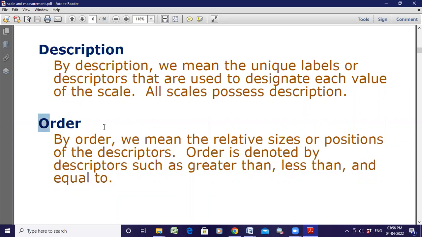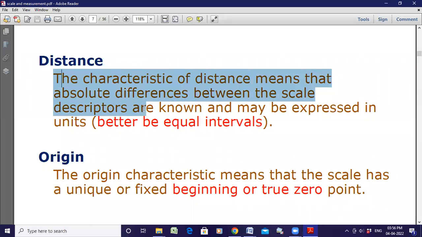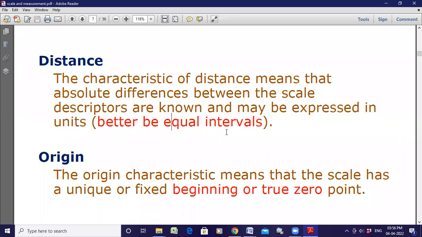Just simply remember, order is nothing but we try to find out their relative characteristics, like whether it is greater than or less than or equal to. Okay. Then distance. The characteristic of distance means that absolute differences between the scale descriptors are known and may be expressed in units. These intervals we usually consider equal intervals. Then origin characteristics means that the scale has a unique or fixed beginning or true zero point.